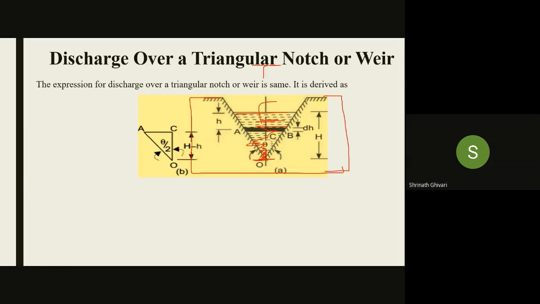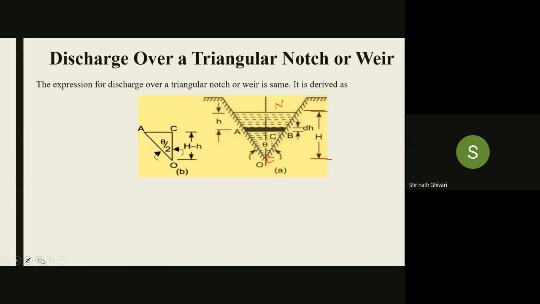You can see, paani gir raha hai, meri taraf se gir raha hai, theek hai? So this is the discharge of a triangular notch. As I have told you on the rectangular notch, if I go on reducing the discharge, this height h will go on reducing. Can anyone tell me where is crest and where is nappe? This is nappe, this is crest.